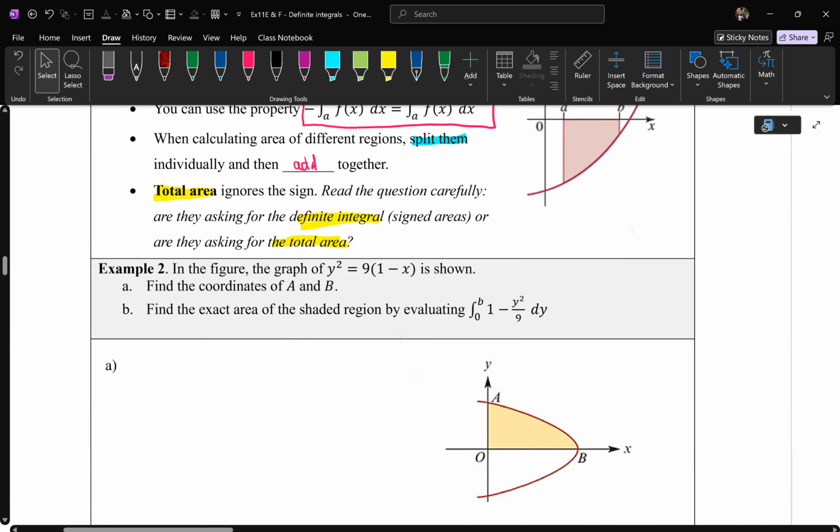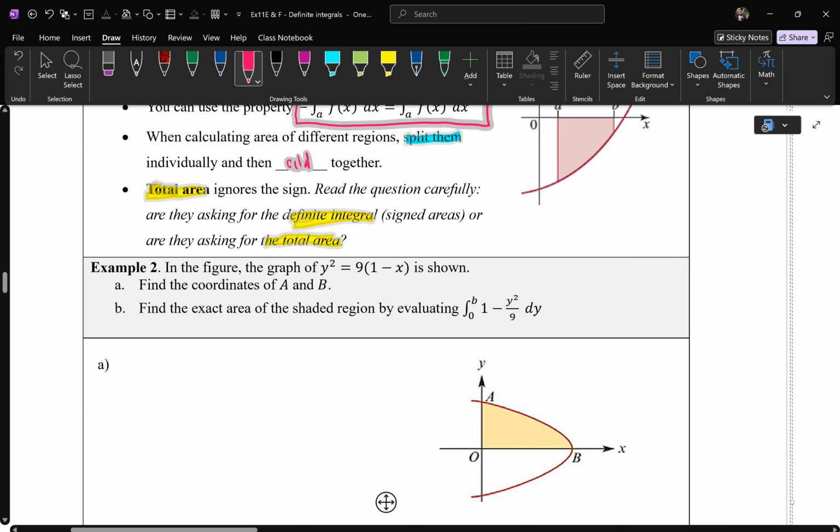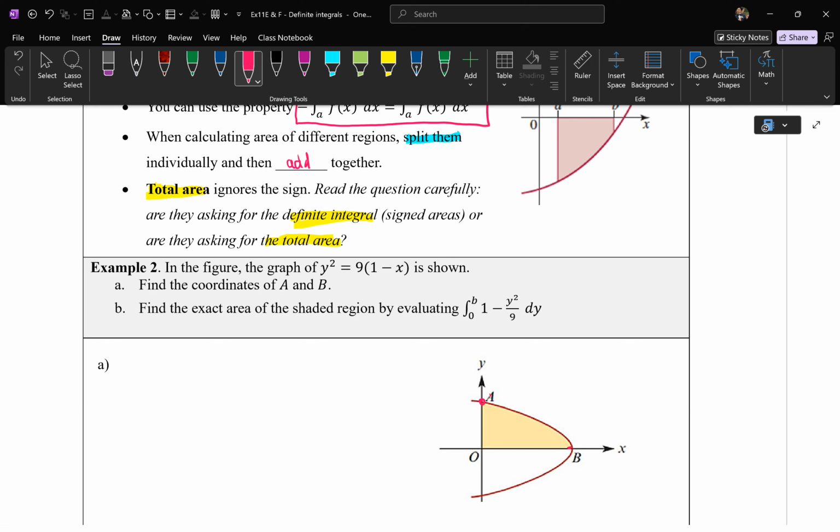So this question's a nice one, just to give you an idea. First part, find the coordinates A and B. All of you should be able to find that. X-intercept, Y-intercept. So you'll be able to find A and B. Once you find A and B, what's interesting is part B. It's cool. Find the exact area of the shaded region by evaluating.